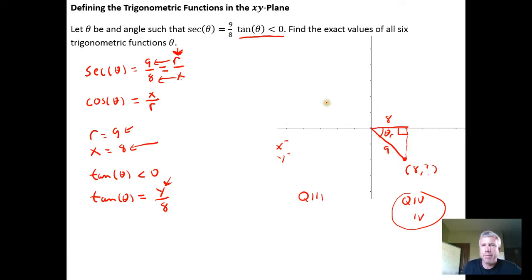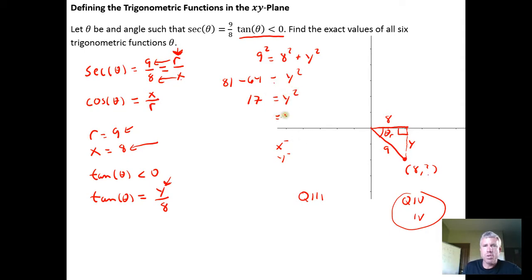issue, right? The Pythagorean theorem says that the square of the hypotenuse equals the sum of the squares of the legs of the right triangle. But the legs are the x and the y coordinates. And then we just need to solve this. So we get 9 squared is 81. Subtract 8 squared from both sides. And then we get 81 minus 64, which is going to be 17. That's going to be 17 equals y squared.